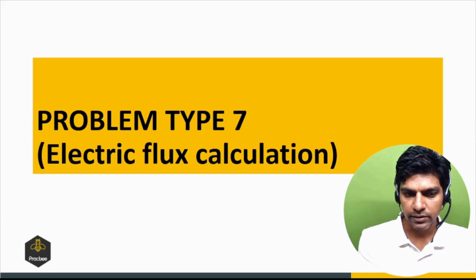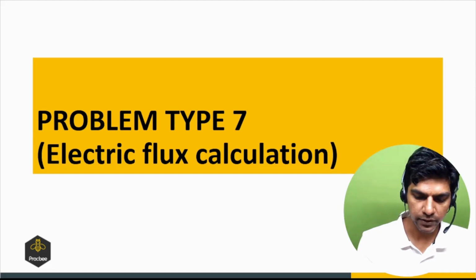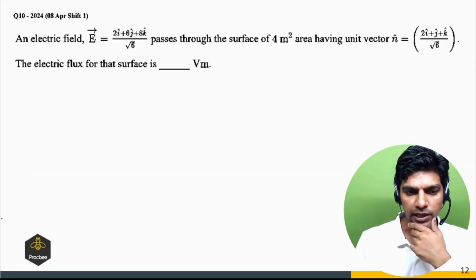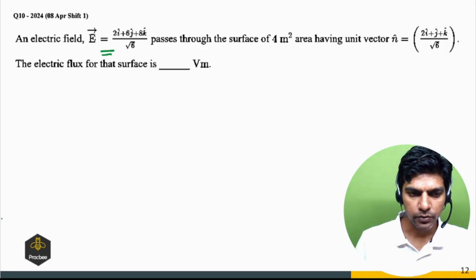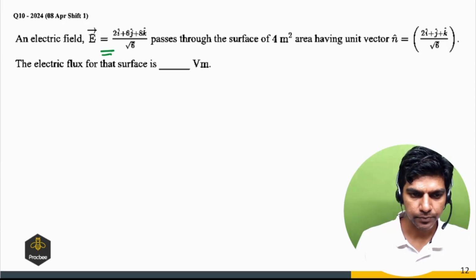Right, so now let us see the next type of problem, where we have to find the electric flux. First let us see a case when the electric field is uniform. Here the electric field is given as 2 i cap plus 6 j cap plus 8 k cap. So it's a uniform field, right?